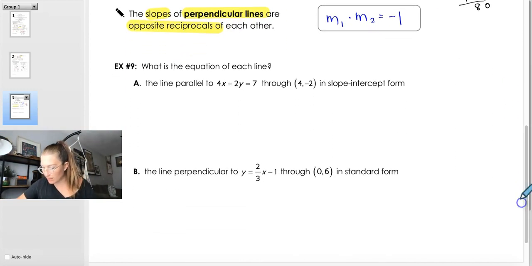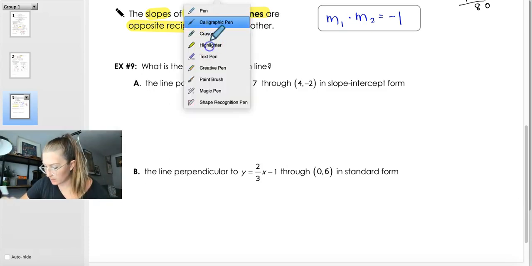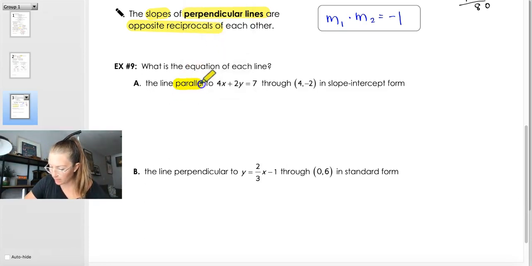Alright, let's do the last two, and then we're finished. So it says find the equation of a line parallel to 4x plus 2y equals 7 through (4, -2) in slope-intercept form. Alright, so that's a lot to decipher. Let's decipher this. We know it's parallel, so it's going to have the same slope. And then our final answer needs to be in slope-intercept form.